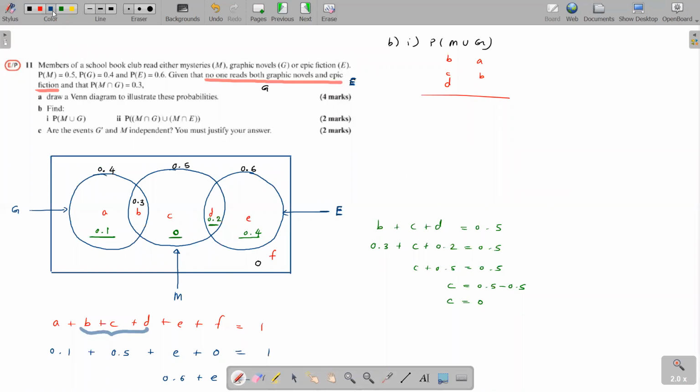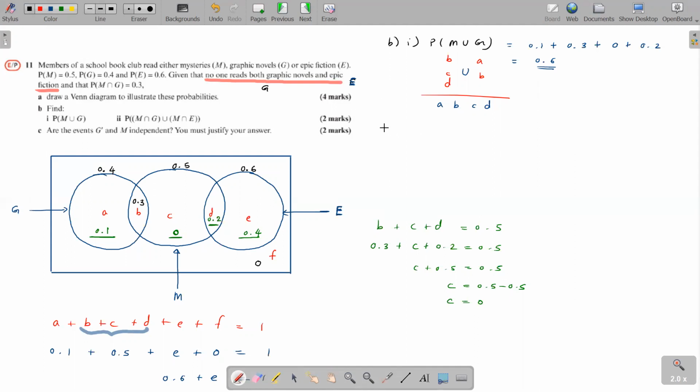It's a union, which means take everything. So you have A, B, C, D. Union means take everything that belongs to both the sets. So region A has a probability 0.1, region B has a probability 0.3, region C has probability 0, region D has probability 0.2. So when you add everything, 0.6. The answer is 0.6.